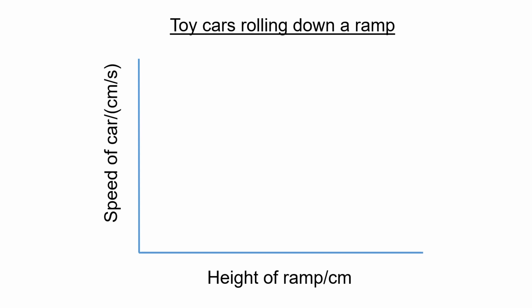In the first example, I've got a toy car rolling down a ramp, which is one of your physics required practicals, and you've got the speed of the car on one side and the height of the ramp on the other. You get a straight line. So how would you explain this in the exam?